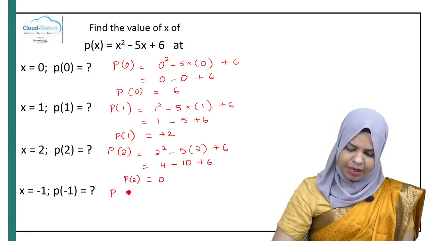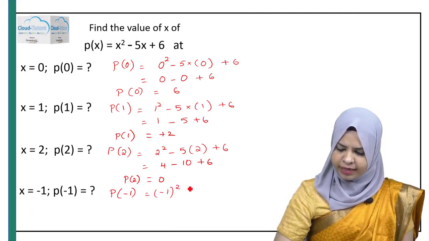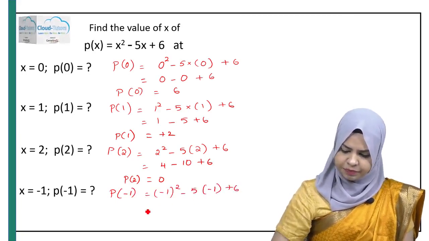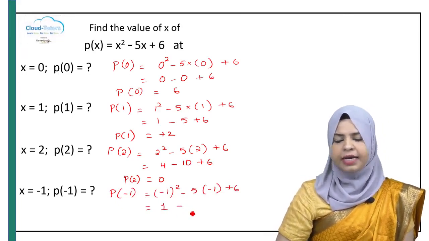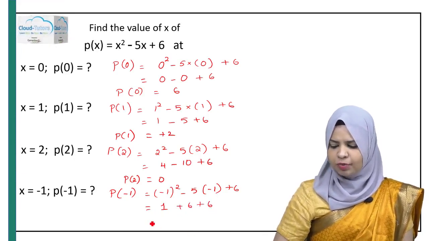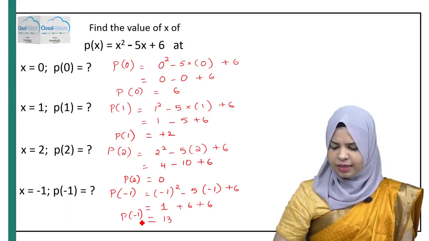Next is P of minus 1. What is it? Minus 1 the whole square minus 5 into minus 1 plus 6. So minus 1 whole square is 1. Minus 5 into minus 1 is plus 5, and plus 6. So it is 12 plus 1, 13. So P of minus 1 is 13.